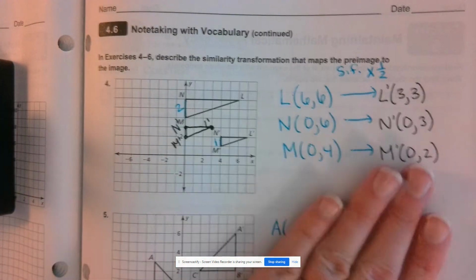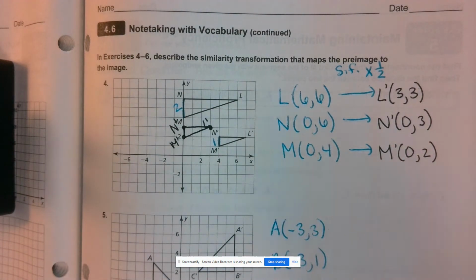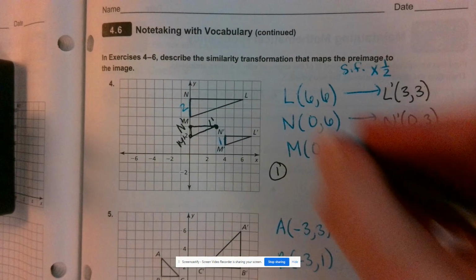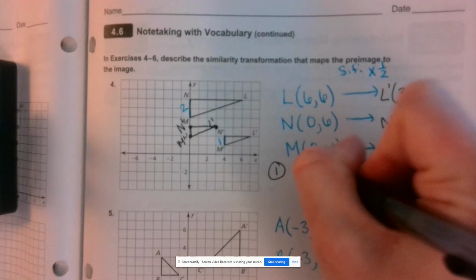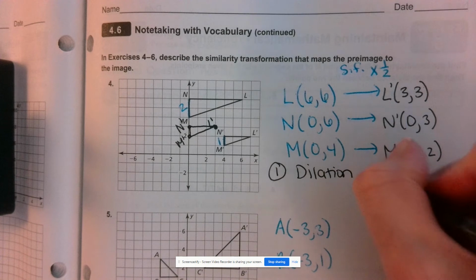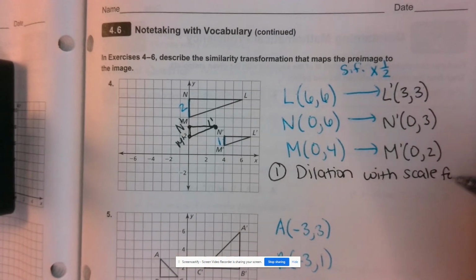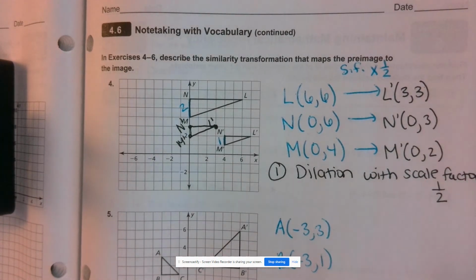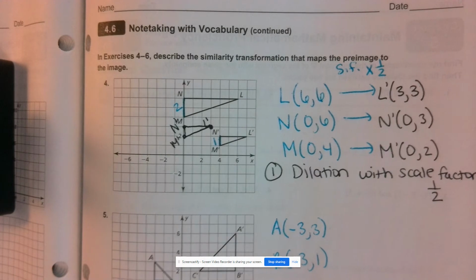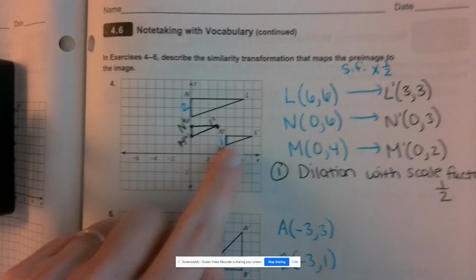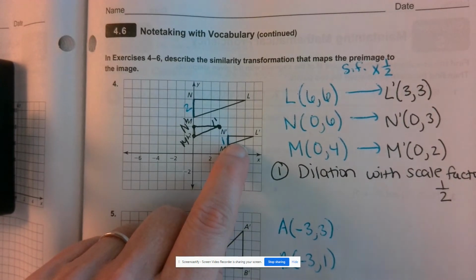And so I'm going to go ahead and list that transformation that I just did. My first step in my similarity transformation is to do a dilation with scale factor 1/2. Now I can tell I'm not done, because in order to be done with my similarity transformation, my figure has to map on top of my final image.